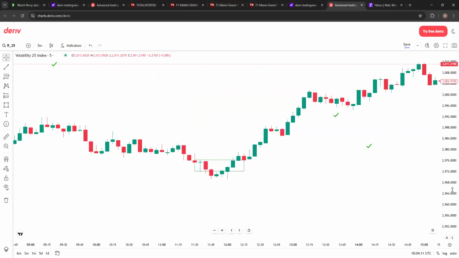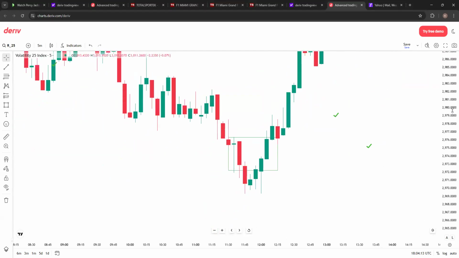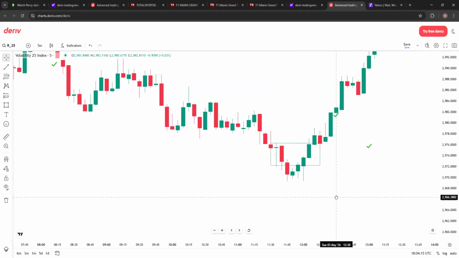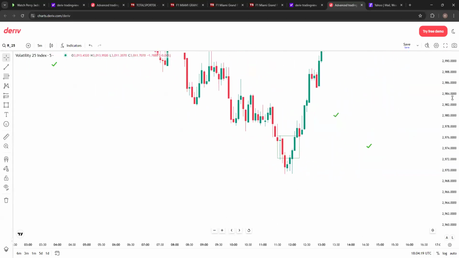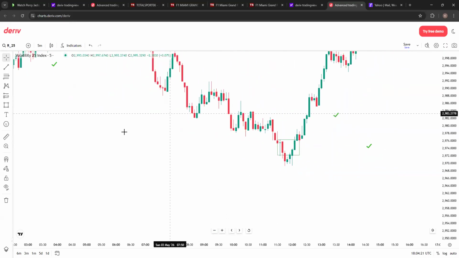If we come to M5, what do you now see? You didn't see this when we were in M15. What you see is we have a low, a high, a low, a high, a low, a high, a low, and then a change of character here, a breakout structure. Now we have a low, a high, a low, a high.